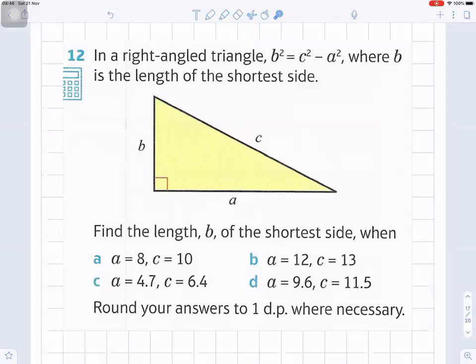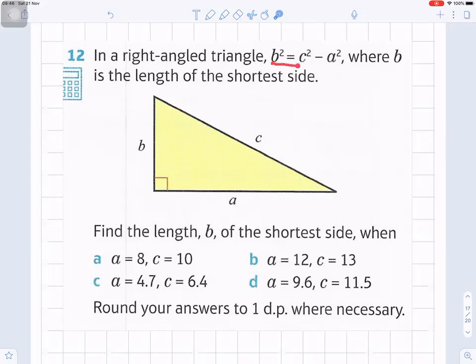Question number 12. In a right-angled triangle, b squared is equal to c squared minus a squared, where b is the length of the shortest side. Find the length b of the shortest side when a is 8, c is 10. And for part B, a is 12, c is 13.